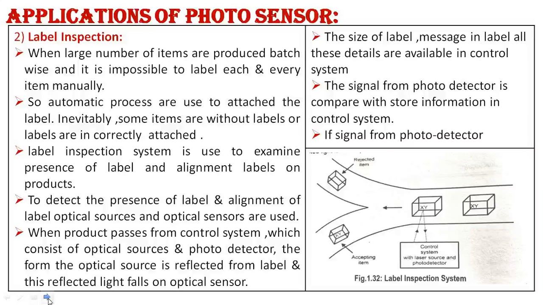An optical source and optical sensors are used when the product passes through the control room, which consists of an optical source and a photodetector. The light from the optical source is reflected from the label, and the reflected light falls on the optical sensor. The size of the label and the message on the label, all these details are available in the control system. The signal from the photodetector is compared with the stored information in the control system.